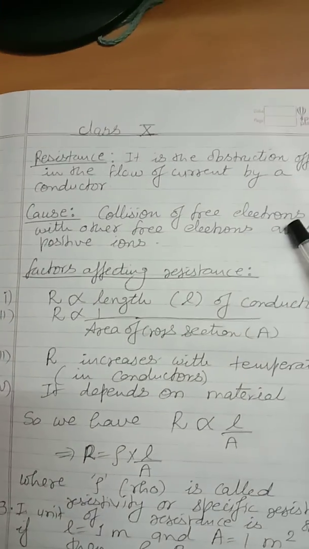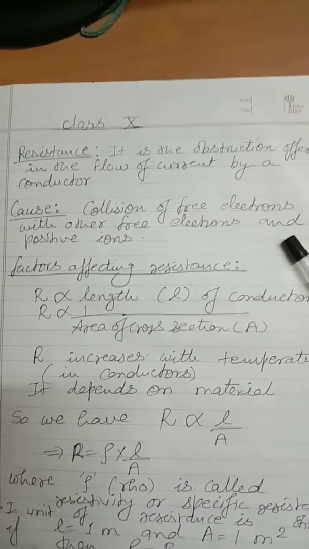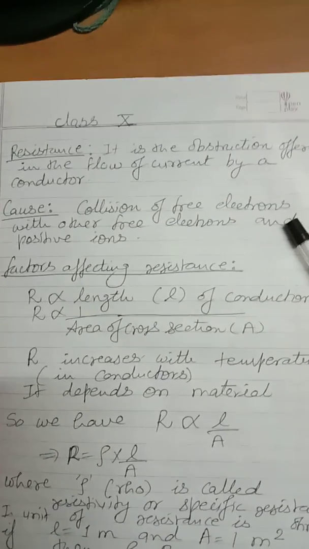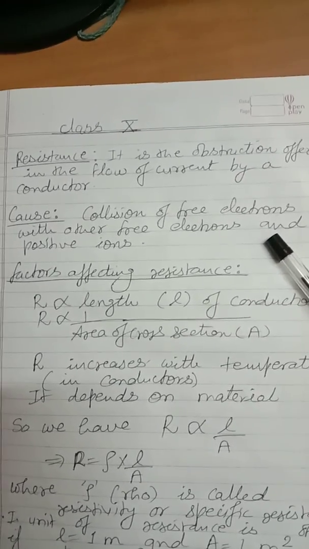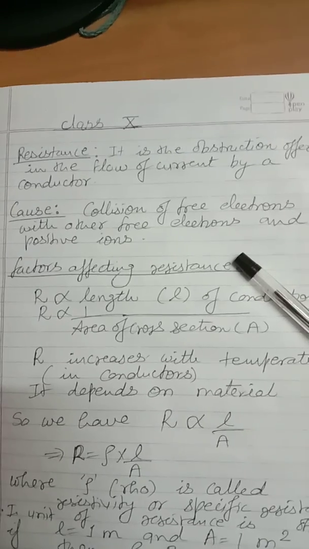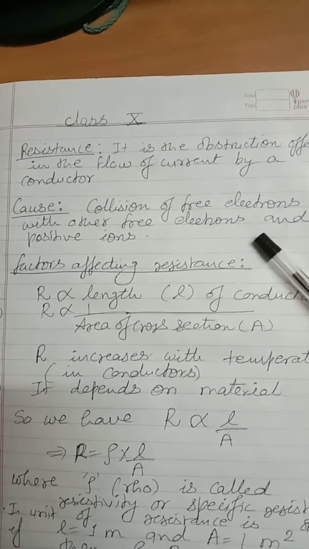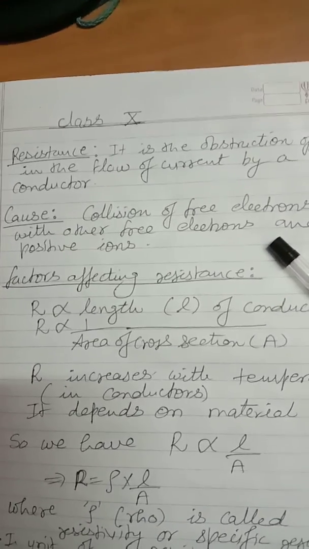Now the cause of the resistance is that when the free electrons are going from one point to another of the conductor, they have to suffer continuously the collisions with other free electrons, positive ions. Now positive ions are the atoms from which we have got the free electrons, so they will become positively charged, and the other atoms of the conductor.